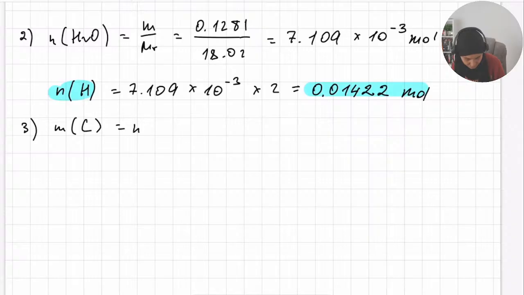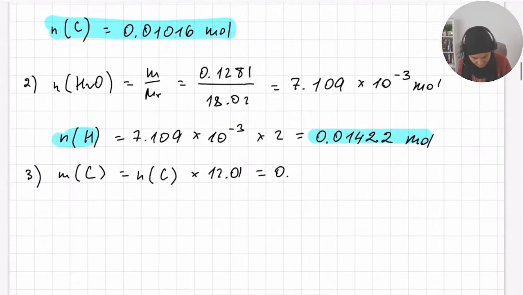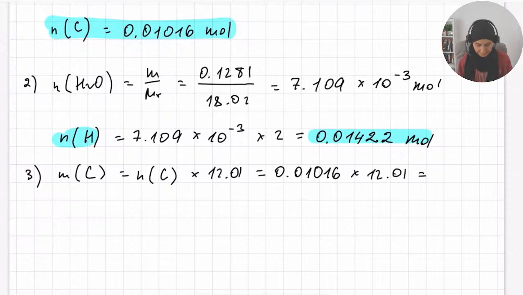So let's find the mass of carbon atoms. That's moles of carbon times relative atomic mass. So 0.01016 times 12.01. You see why it should be 4 marks at least, I'd say. That's 0.1220 grams. And if we mess up somewhere, we will see it at the end, because the ratio would not be a whole number ratio, it would be a mess, and then we'd have to check.